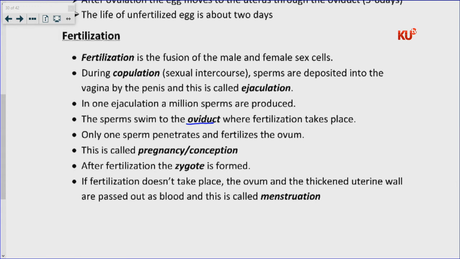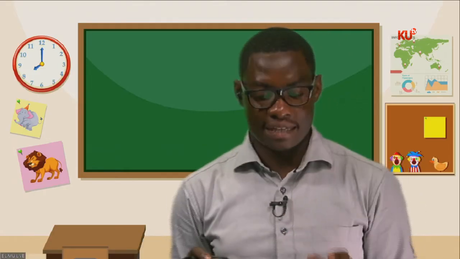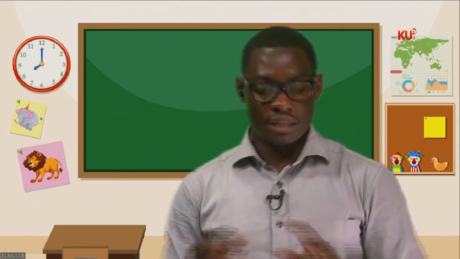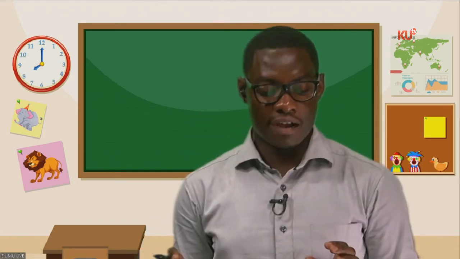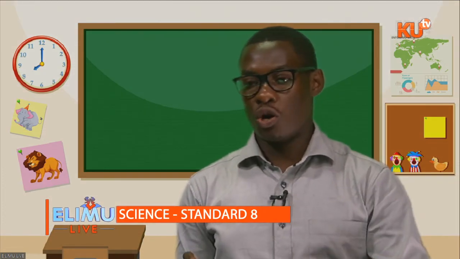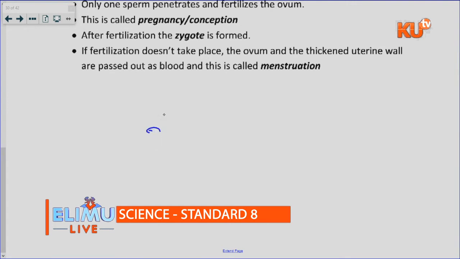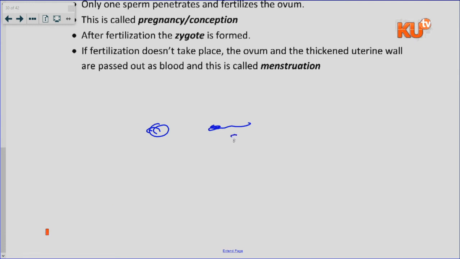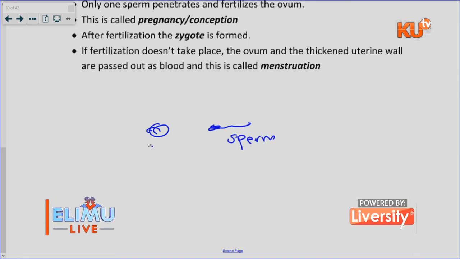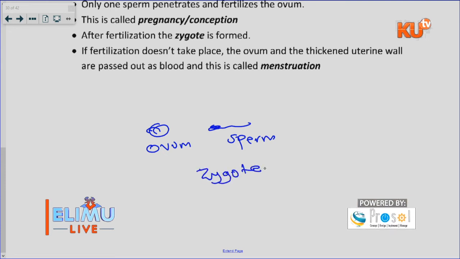Only one sperm is able to fertilize the ovum. Once fertilization has taken place, we have what we call formation of a zygote. So this is what I'm trying to explain. We have an ovum and we have a sperm. This one sperm fertilizes an ovum, and once that fertilization has taken place, it leads to what we call a zygote. So after fertilization, what is formed is a zygote.